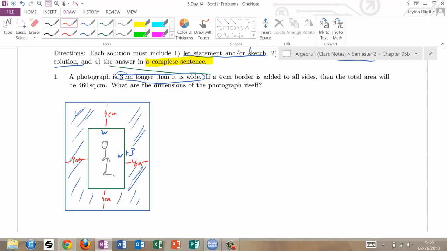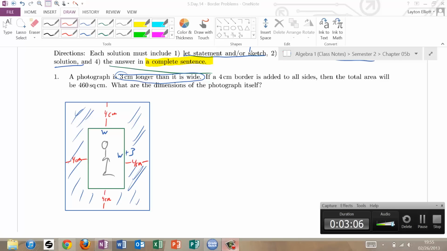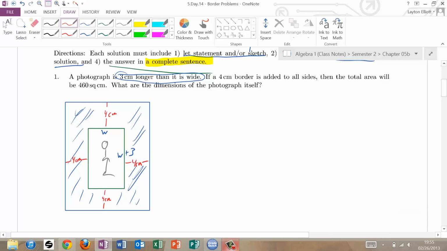Okay, then it says if a 4 centimeter border is added to all sides. Well, we just did that. This is how we draw a border, and this is what I'm going to want to see on all your things. If you choose to use a photo sketch, you're going to want to have this border present all over the place. Okay, so we're going to add this border, and then next it says the total area is 460 square centimeters. Well, what that means is the area of the entire thing.